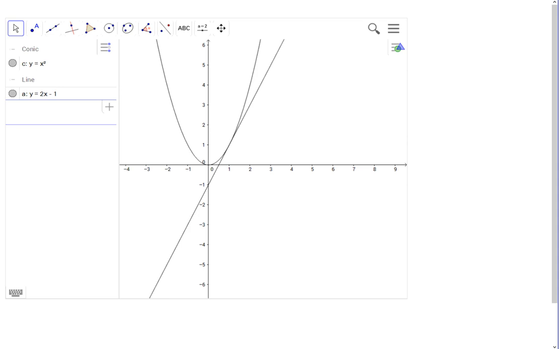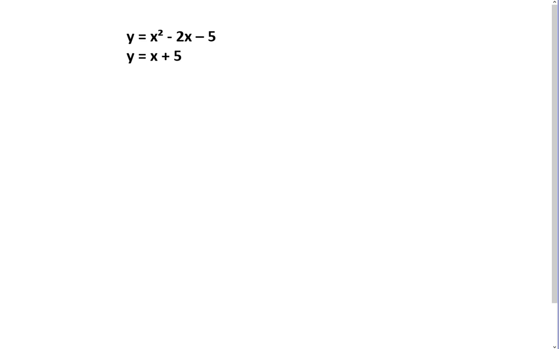Okay, let's try another example. Okay, so you've got y equals x squared minus 2x minus 5, and y equals x plus 5. So if y is that and y is that, I can eliminate the y, and I've got x squared minus 2x minus 5 equals x plus 5. Okay, because my x squared is on that side, I will make this side 0, so I will minus x and minus 5.